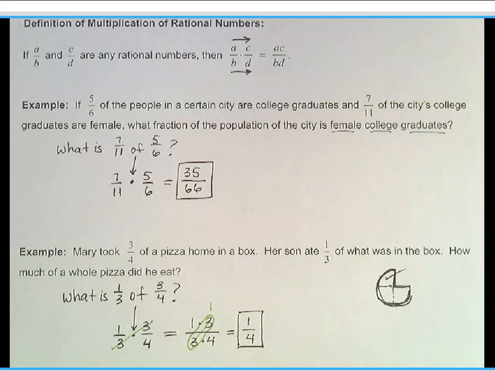So again, the big takeaway here is that the word of means that you're going to multiply, and when you multiply fractions, you don't need a common denominator. You just multiply straight across the top and straight across the bottom.